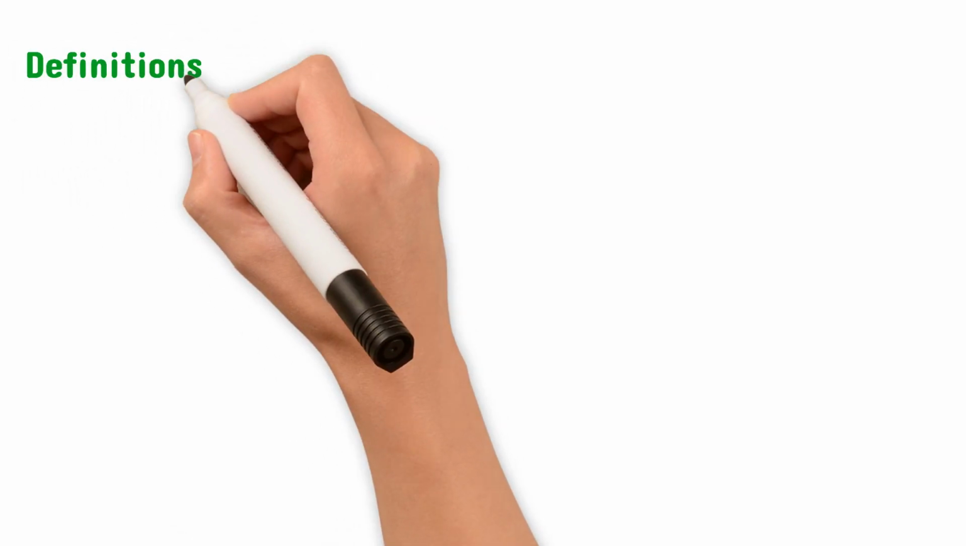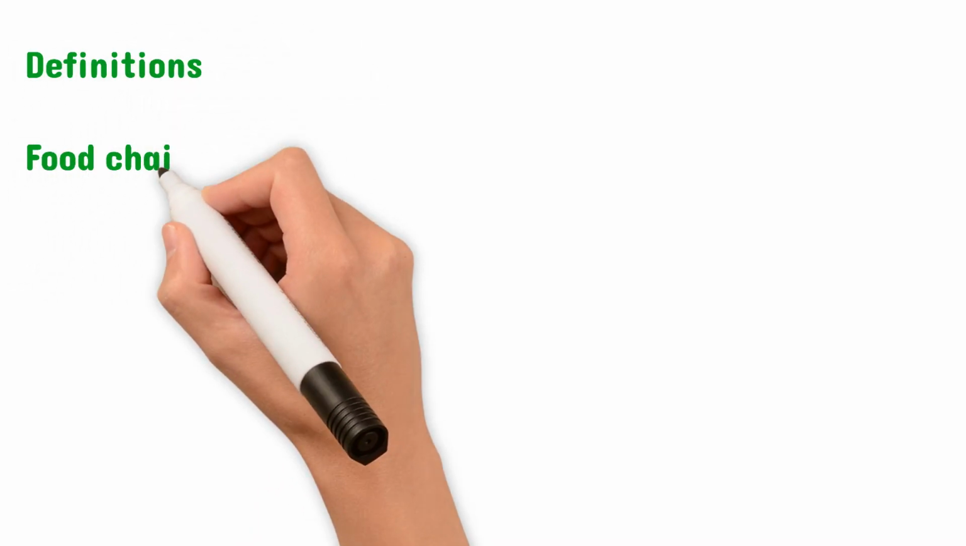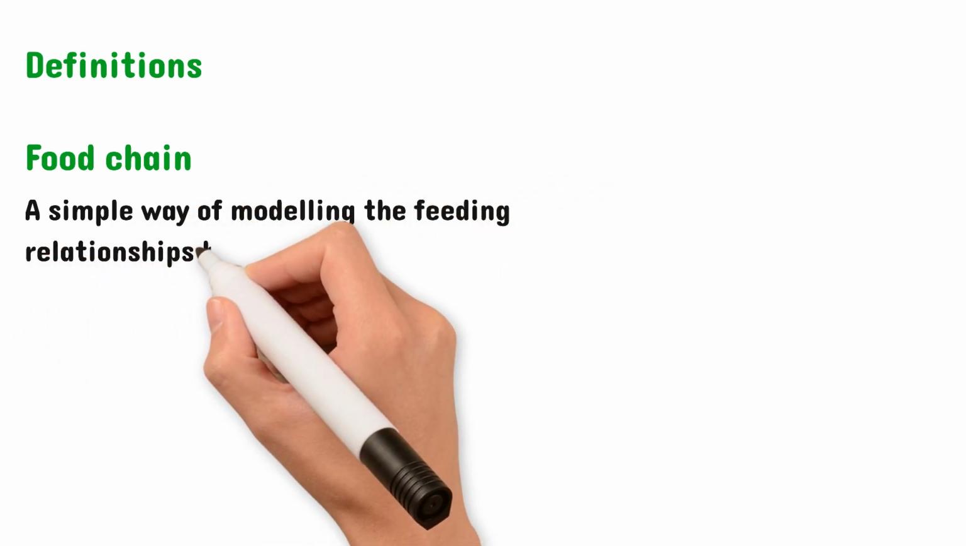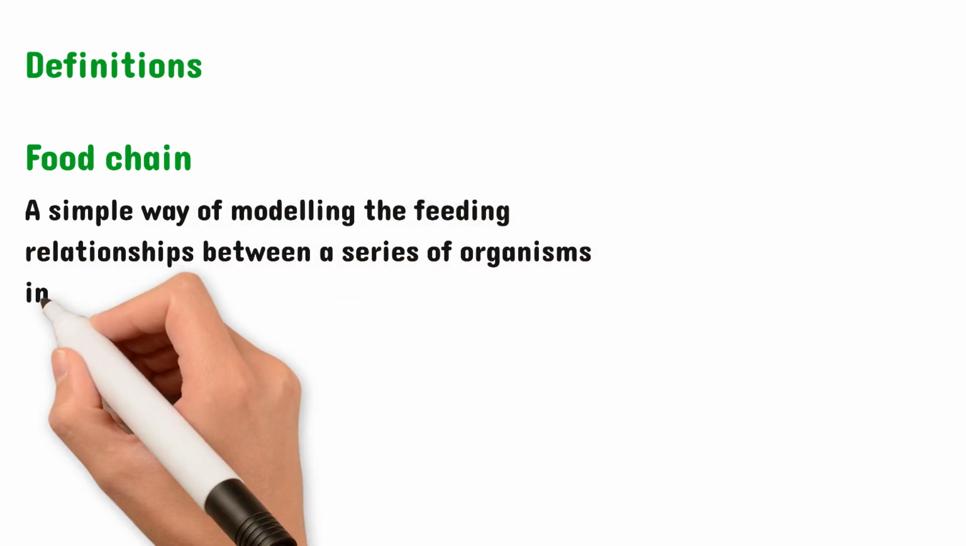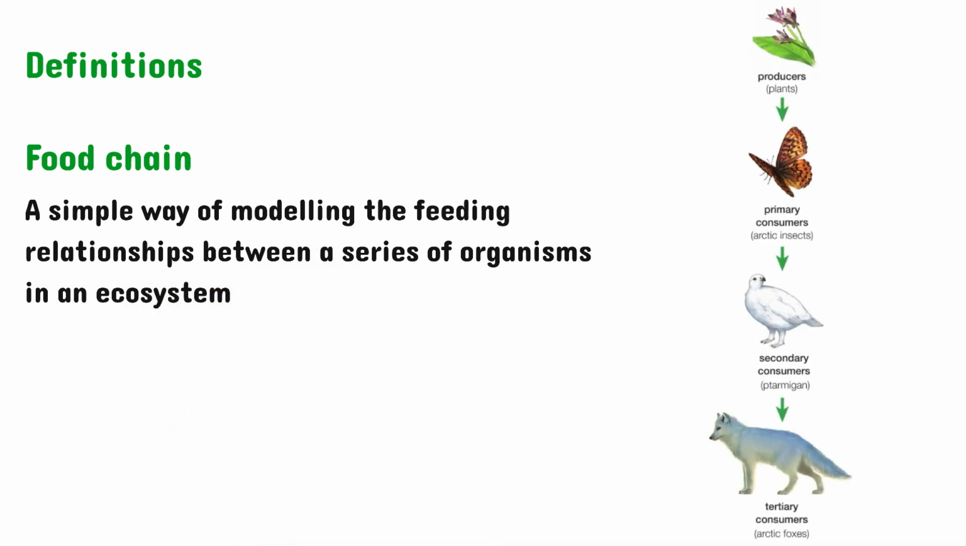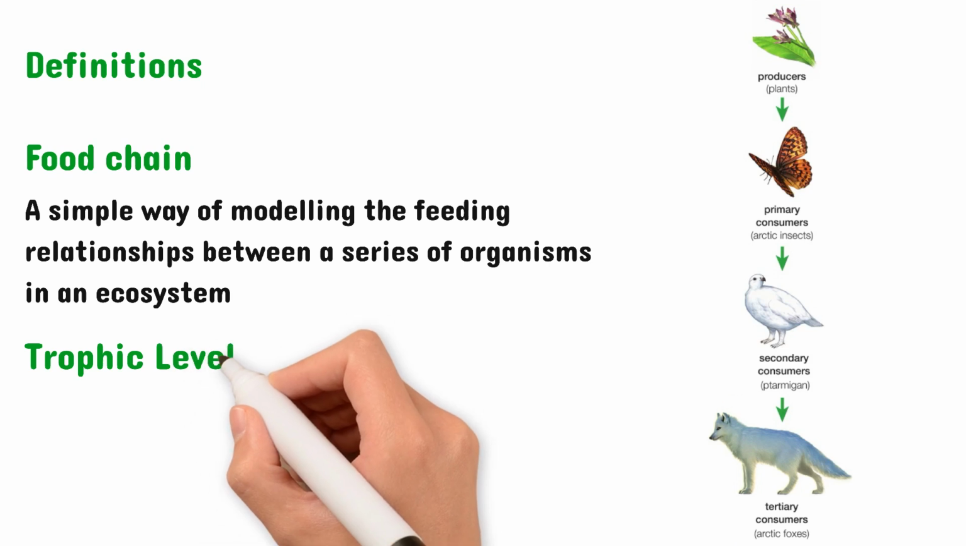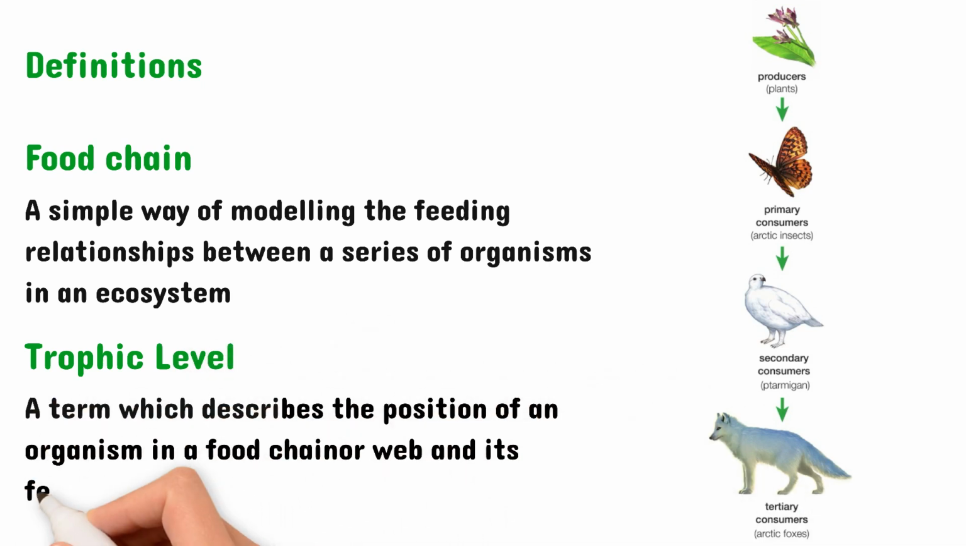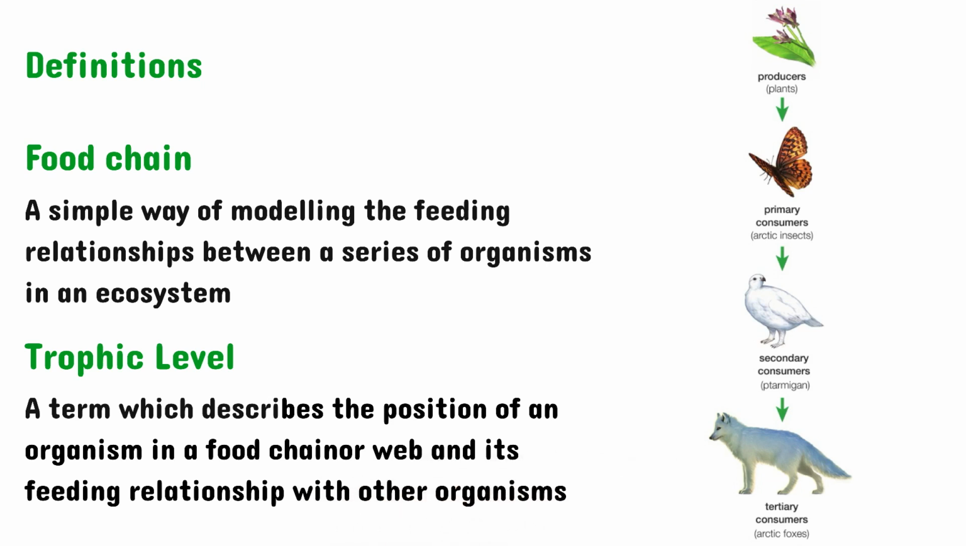Let's begin by looking at some definitions. First, we have food chain. This is a simple way of modeling the feeding relationship between organisms in an ecosystem. So basically, it's a diagram that shows us who is eating who. Then we have trophic level. This is a term that describes the position of an organism within a food chain or web. So for example, in this food chain, we have 4 trophic levels. We have the producers, the primary consumers, the secondary consumers, and the tertiary consumers. But we'll look into trophic levels in more detail.